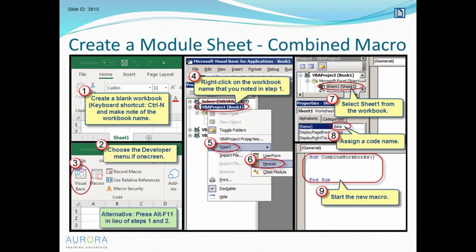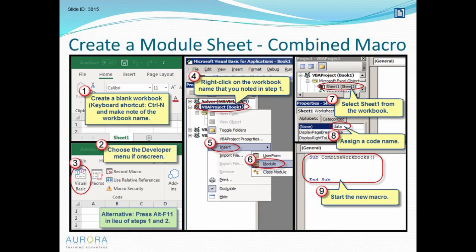So to begin, what we'll do is we will create a blank workbook. And so in this case, we're not going to put this in the personal macro workbook. This is actually going to be a brand new tool, a standalone tool, where we're creating a brand new workbook. So create that blank workbook and we'll go ahead and save it and make note of the name of that workbook. Step 2, if the developer menu is on screen, we'll choose developer. Step 3, we'll click Visual Basic. If we have not displayed the developer menu, we can press Alt F11.